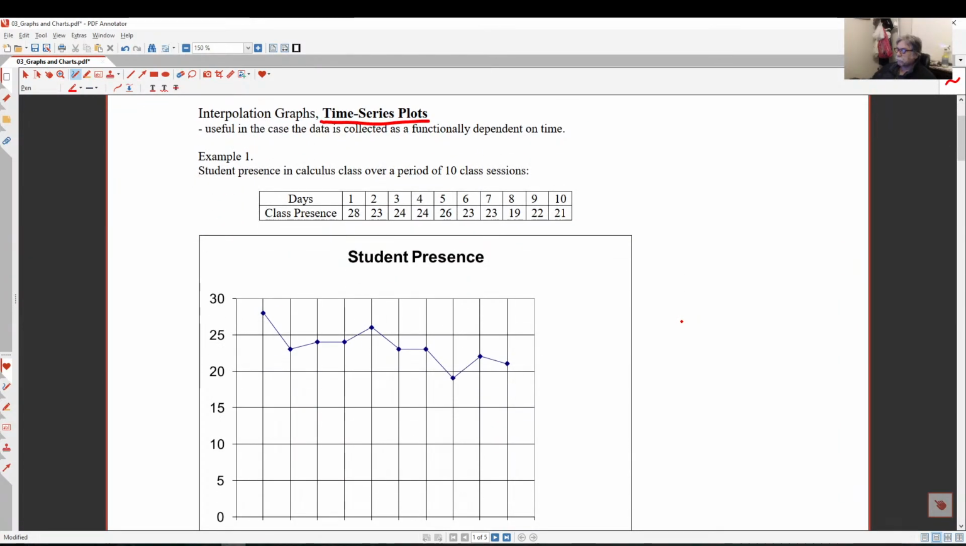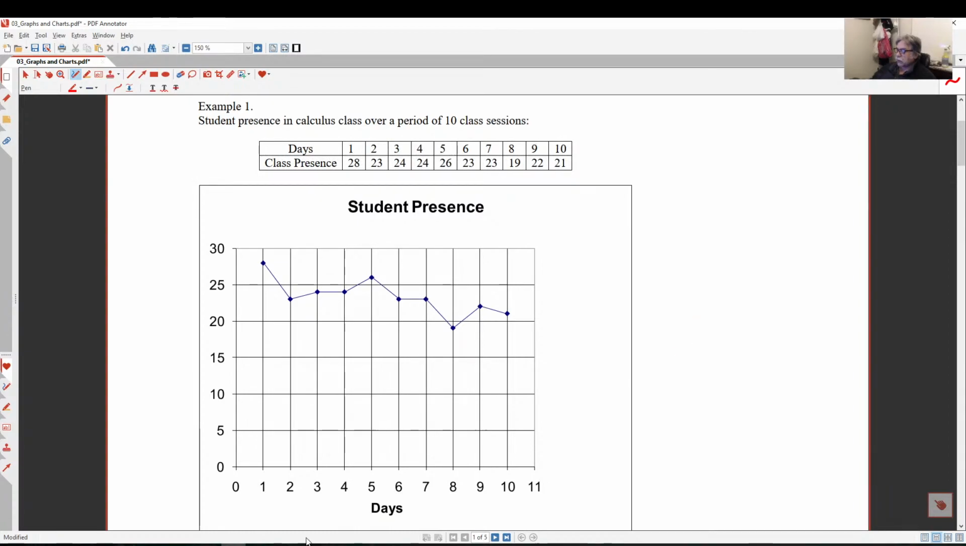The essential for this plot is that we would have time units on the x-axis. In this particular case I'm presenting the attendance of my students in a calculus class throughout 10 days, probably the first 10 class sessions. So these are not necessarily consecutive dates, they are actually consecutive class sessions. On the first day I have 28 students. On the second day, 23 students. On the third day, 24 students, and on you go. On the 10th day, I have 21 students.